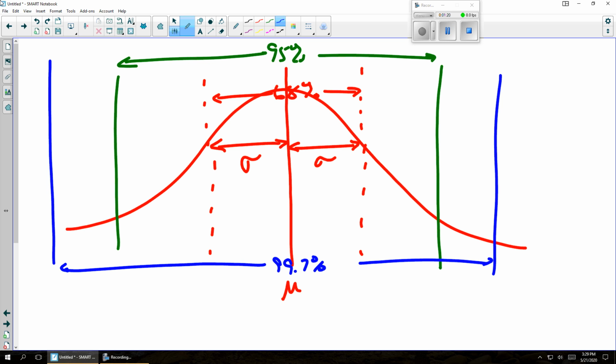Now, from that, I can figure out several different things. So, for example, if I know that within those two red lines are 68% of the data, then I know that 34% must be here. Let me do this in a different color. 34% must be here, and 34% must be here. Likewise, if 95% of the data is within those green lines, 95% divided by 2 is 47.5. So this distance is 47.5%. Well, I've already got 34% of it right there, so this must be 13.5%.